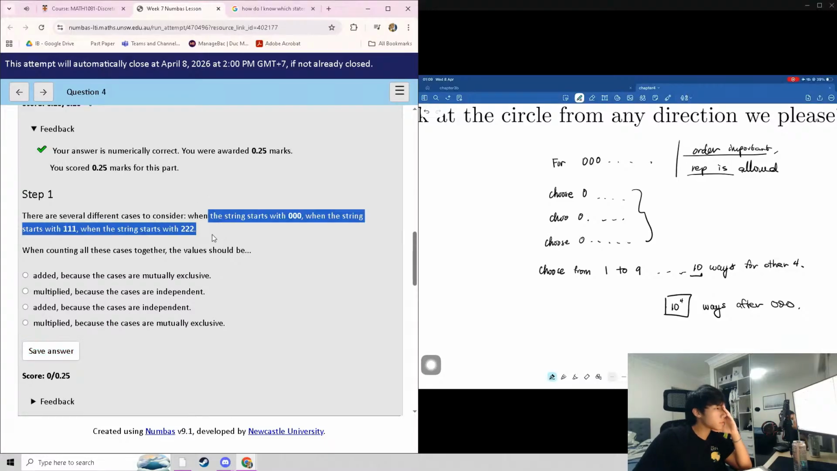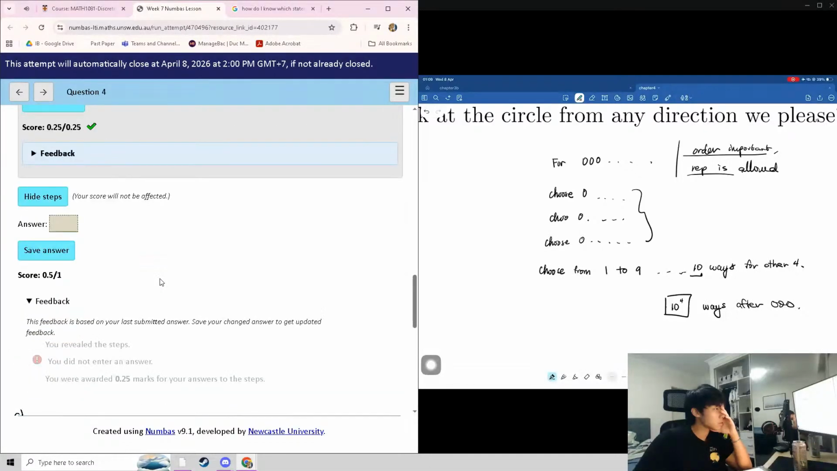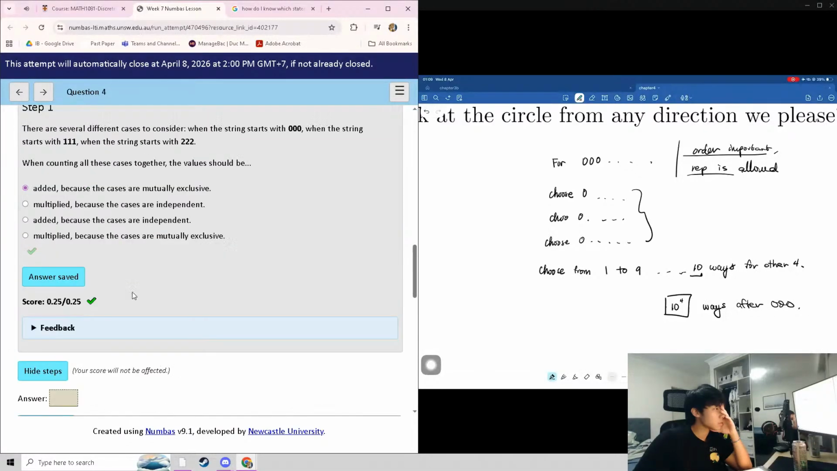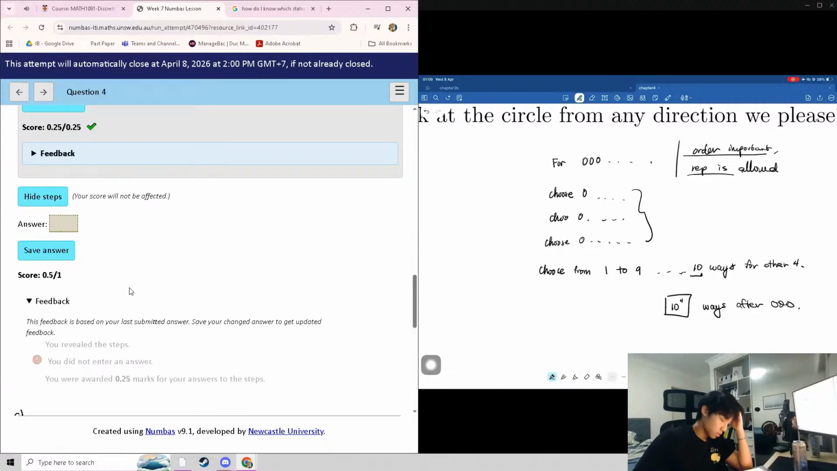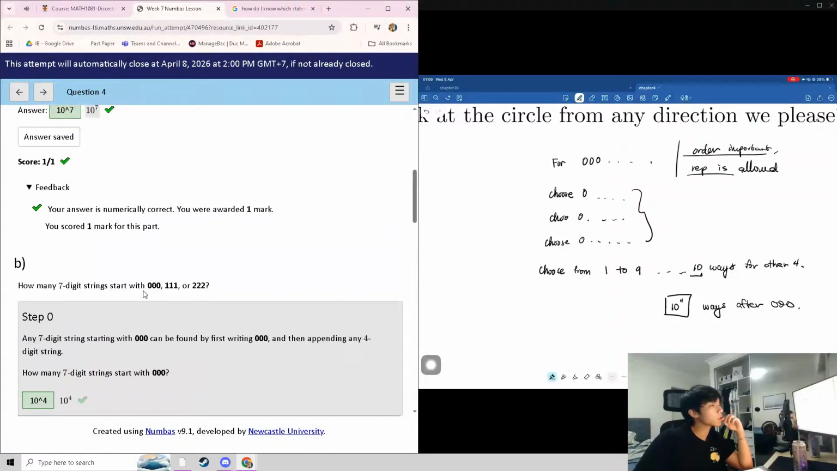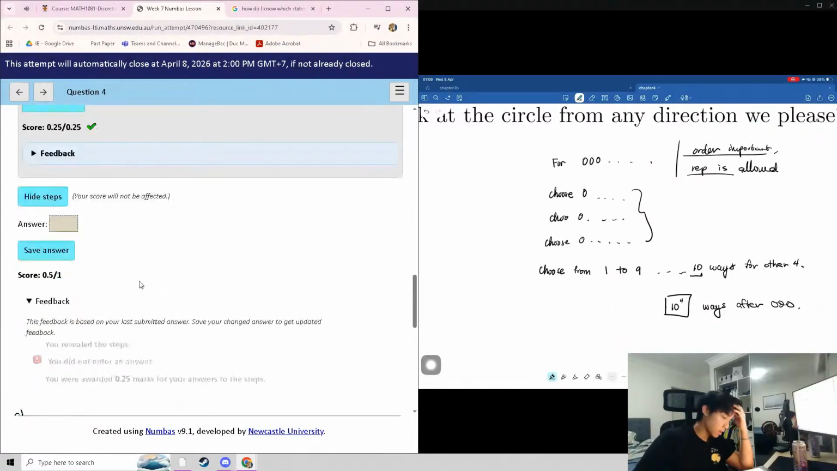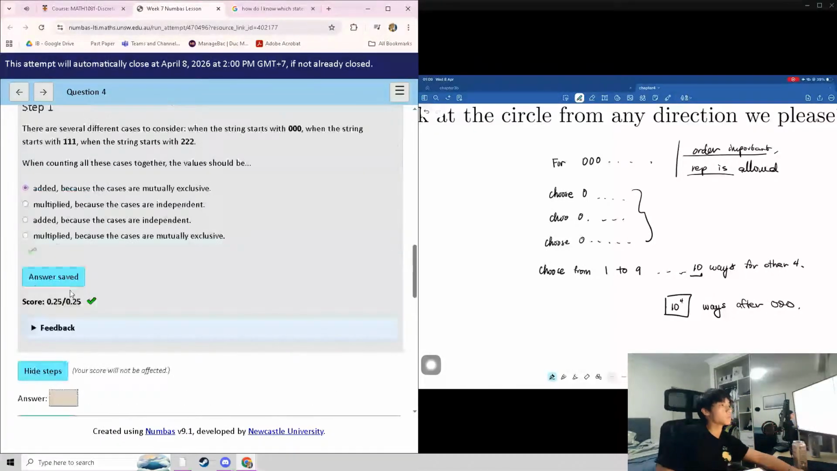There are several cases to consider when the string starts with 0, when the string starts with 1, and when the string starts with 2. When counting all these cases together, the values should be added. Are you seeing? It's 3 times. Sorry, it's added.